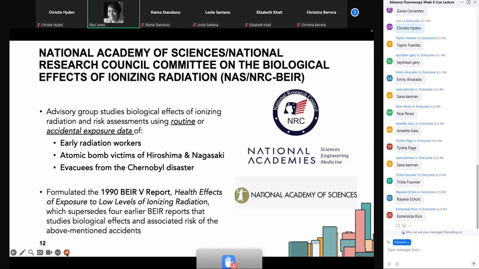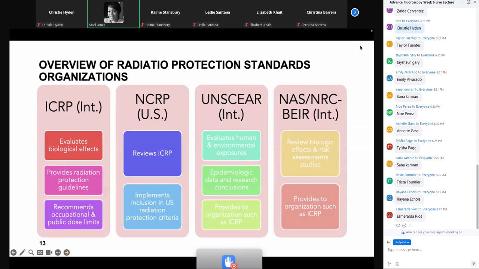The BEIR part, which is the biological effects of ionizing radiation, they formulated a BEIR report back in 1990 with health effects of exposure to low levels of ionizing radiation, which supersedes 4 of their earlier reports that studies biological effects and associated risk of these above mentioned accidents. So this is another kind of way to look at these and break them down.